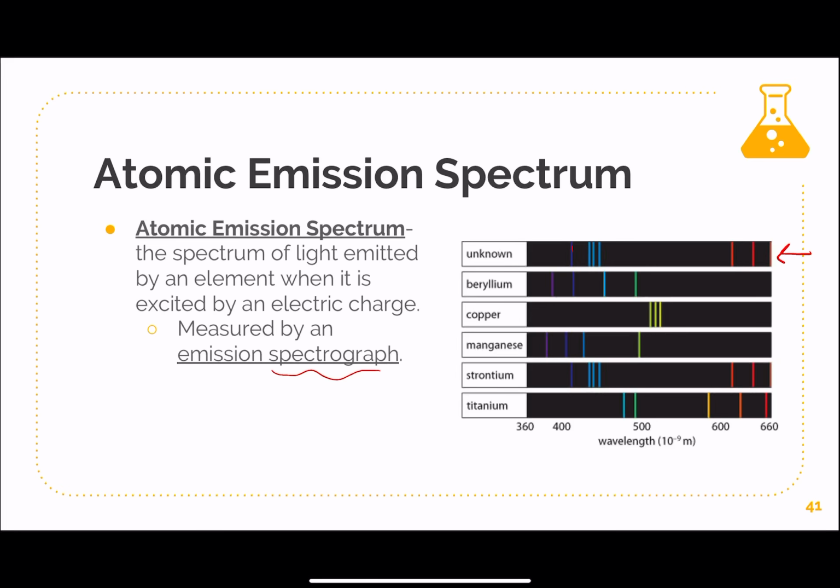you see here these little emission lines at certain wavelengths. You can look at this unknown and compare it to these, which are known, and determine what your chemical is. So what chemical does this match up to? Well, you would say that unknown is strontium because it has the same emission spectrum as strontium.